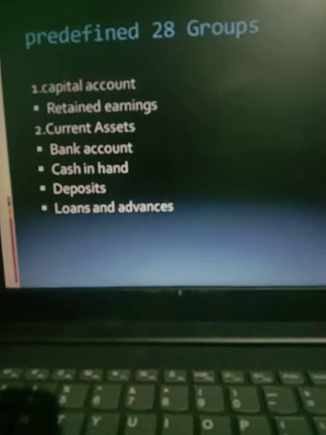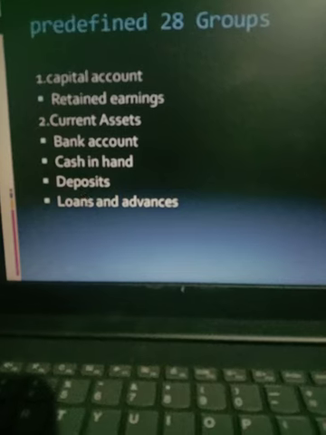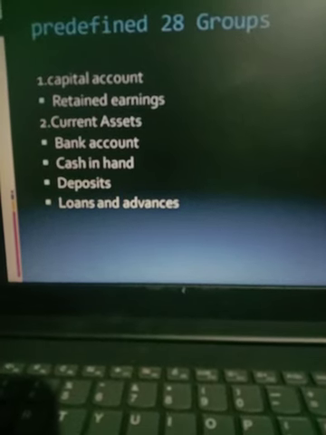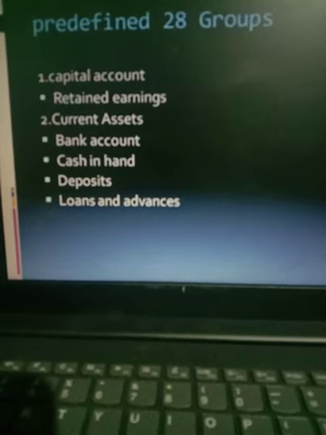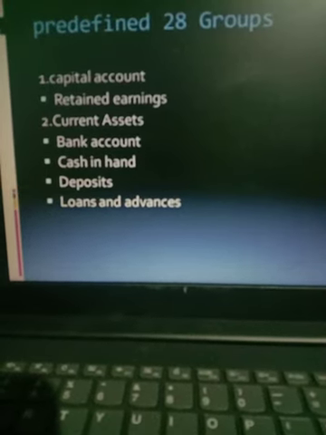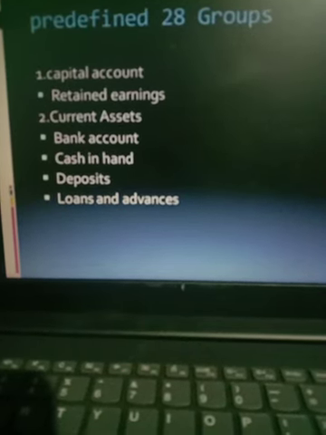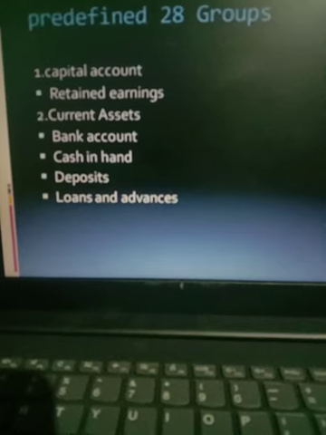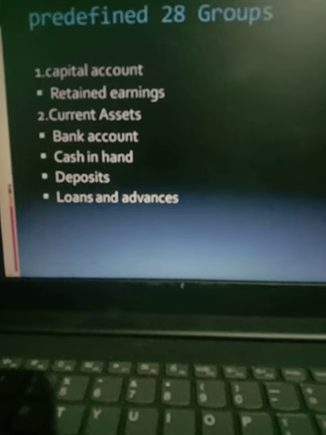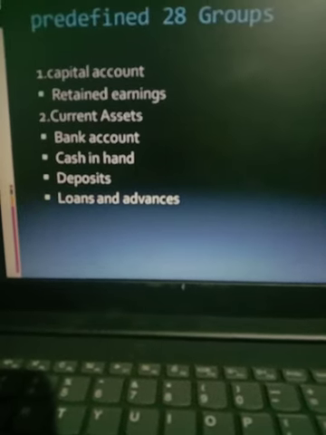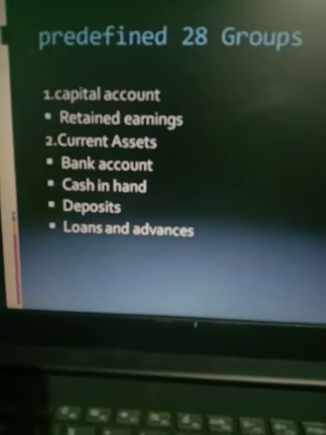Next one is loans and advances. Here we can see two types of loans and advances. One loans and advances appears in current asset, another appears on the liability side. Whenever it appears on the asset side, it means the loans and advances given by the company to others, either their employees or their suppliers. So it is an asset because they are already given, and in future they will receive the benefit or get back the money.